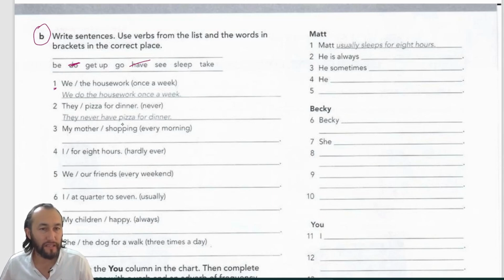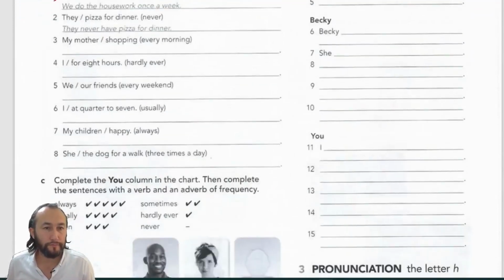Pizza, right? Pizza, double Z. We say 'ts' in English, pizza, because that's an Italian word originally. They never have pizza for dinner. All right, we good? Now we're going to move to number 3.